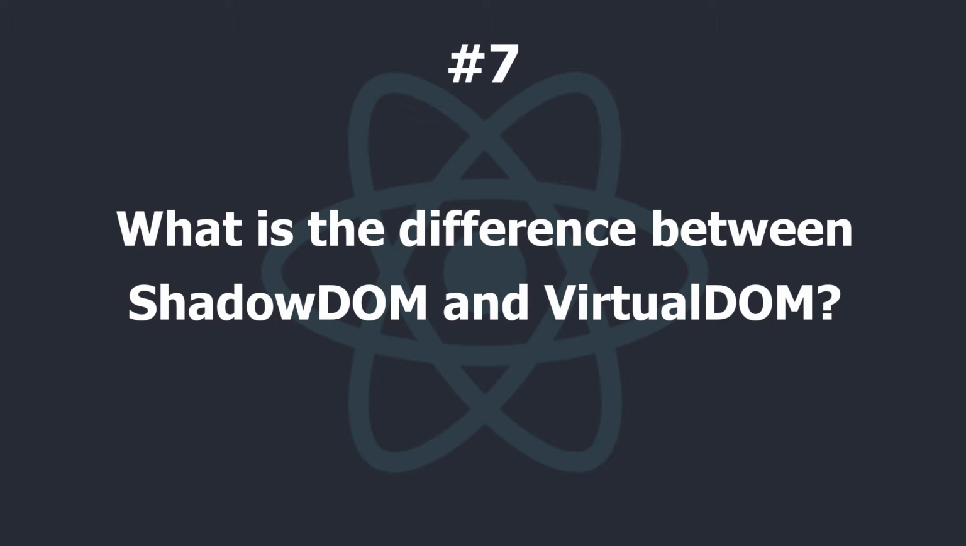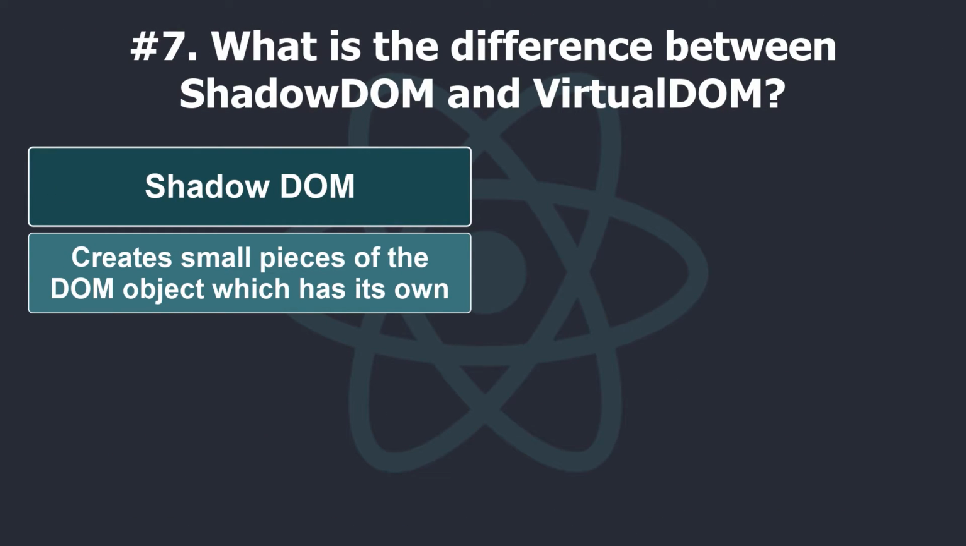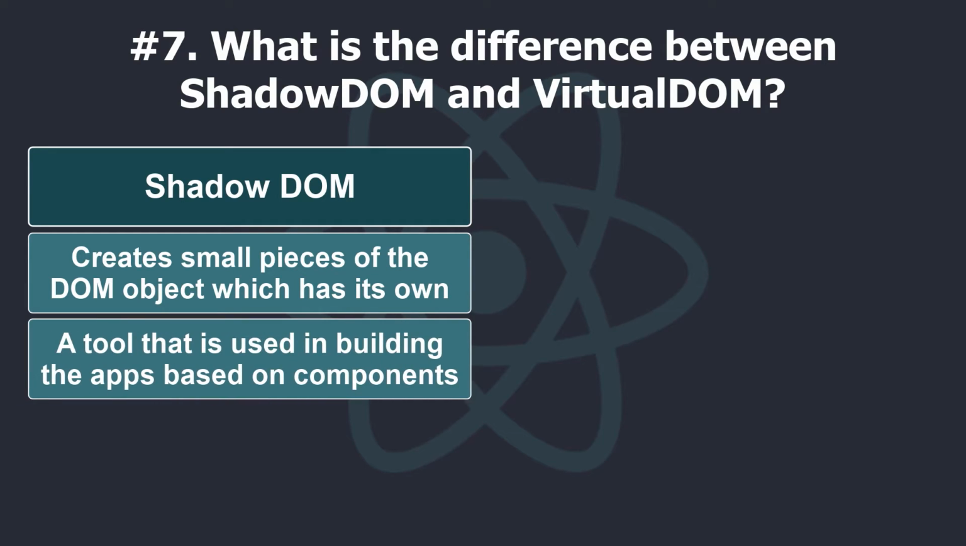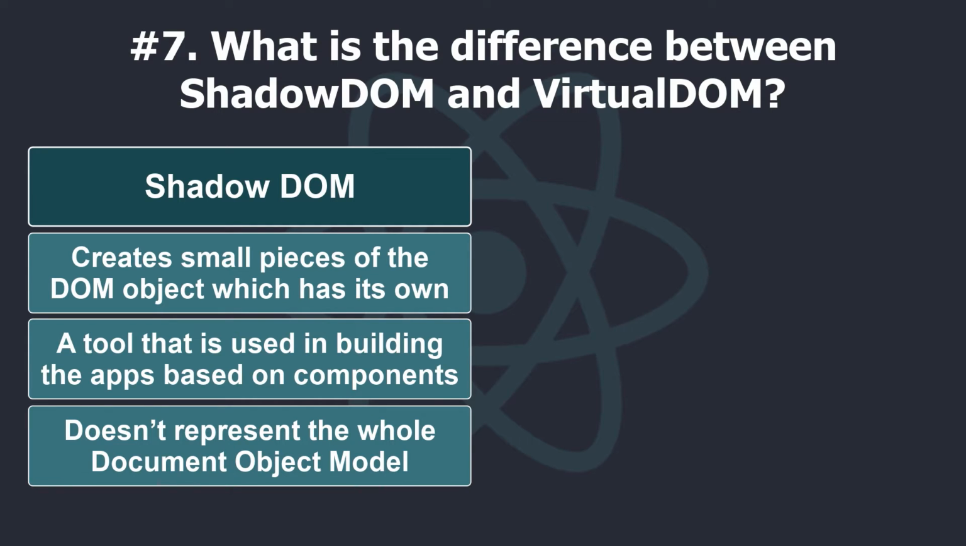What is the difference between Shadow DOM and Virtual DOM? Shadow DOM creates small pieces of the DOM object, which has its own isolated scope. It's a tool that is used in building apps and websites that are based on components. It comes in small pieces and doesn't represent the whole document object model.